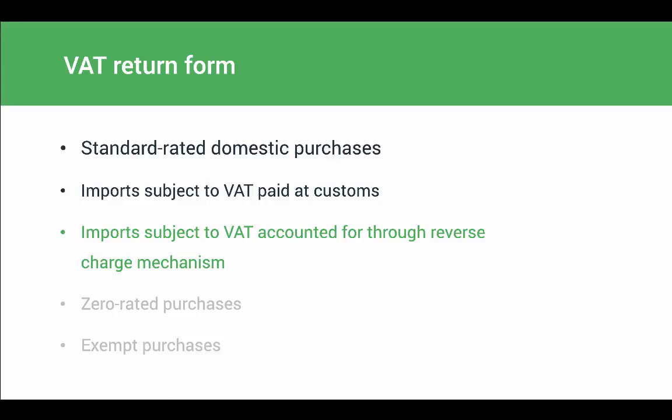Imports subject to VAT are counted through reverse charge mechanism. You should specify details about the total amount of imports that are subject to reverse charge here. Zero rated purchases. The amount of goods and services subject to 0% VAT purchased from suppliers in KSA during the current filing period will be mentioned here. Exempt purchases. The amount of exempt goods and services purchased from suppliers in KSA during the current filing period should be entered in this box.